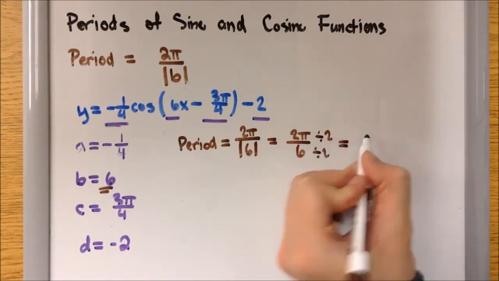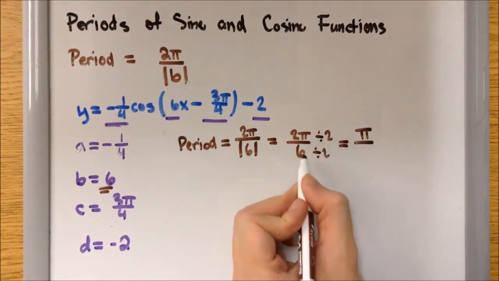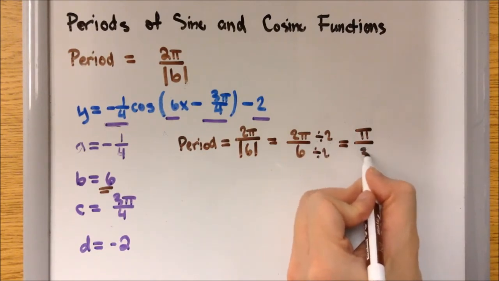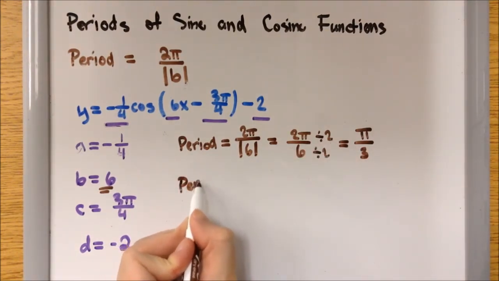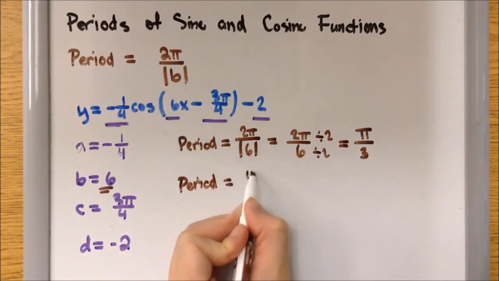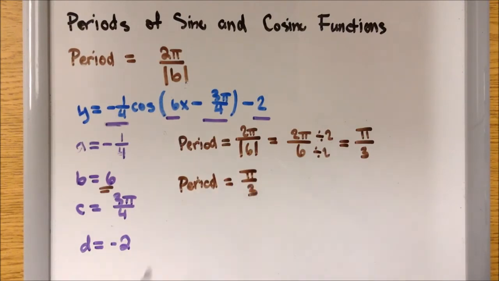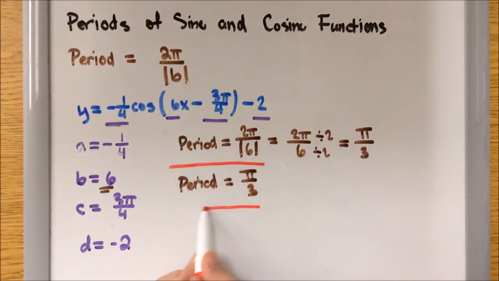So we're going to have 2 pi divided by 2 will be just pi as your numerator. 6 divided by 2 will be 3. So our period is pi over 3. So that's our period. So you always have to check if you can simplify. In this case, yes.